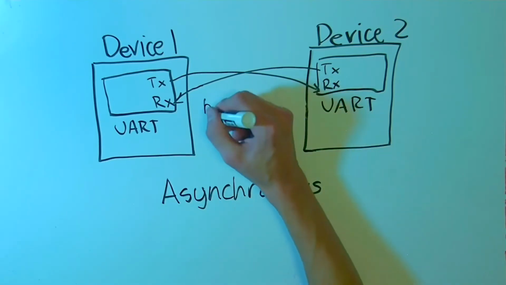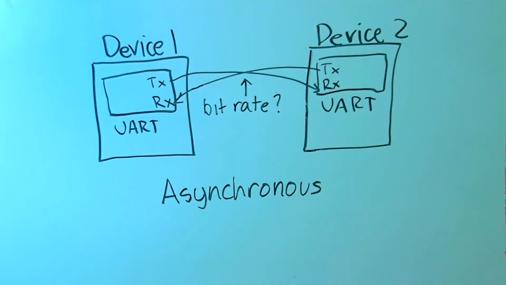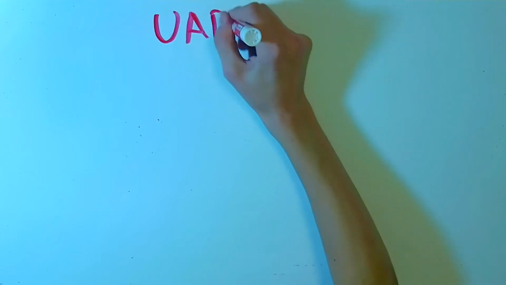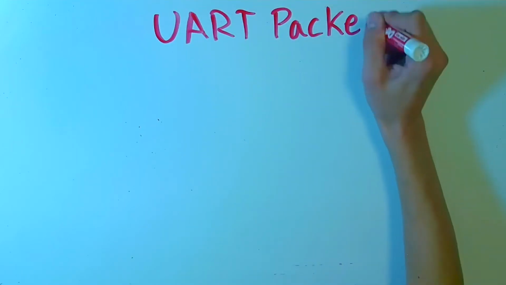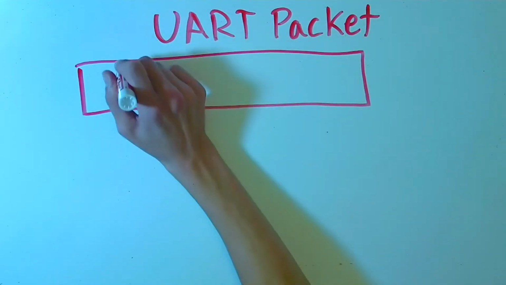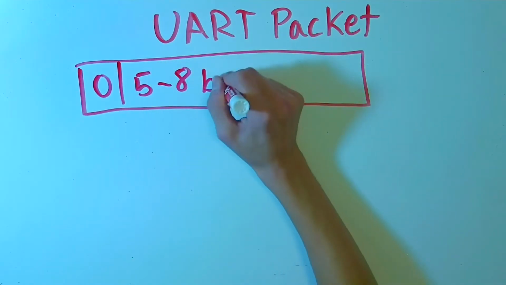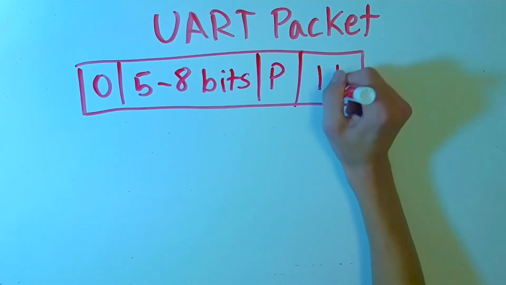Asynchronous implies that the device has no constant rate at which it reads data, or there is no clock. The communication itself is done via UART packets, which are structured like so. There's one start bit, 5 to 8 bits of actual data, one parity bit, and 1 or 2 stop bits.